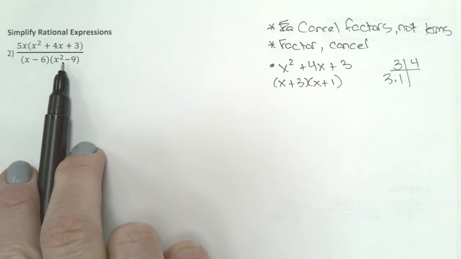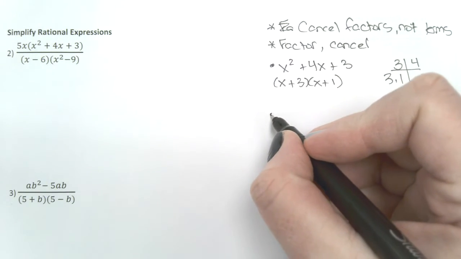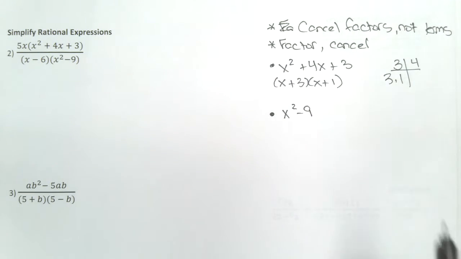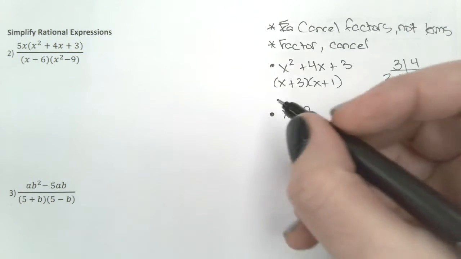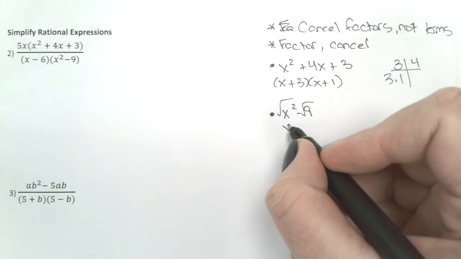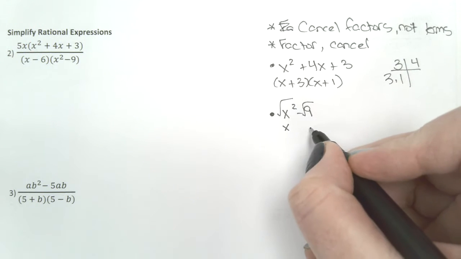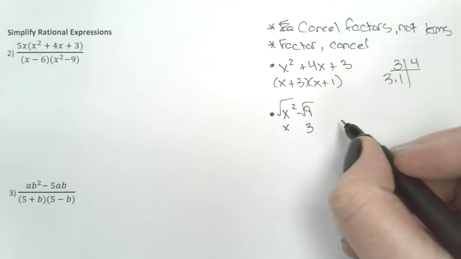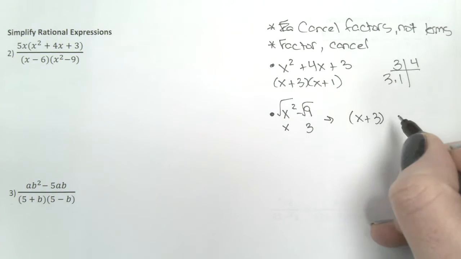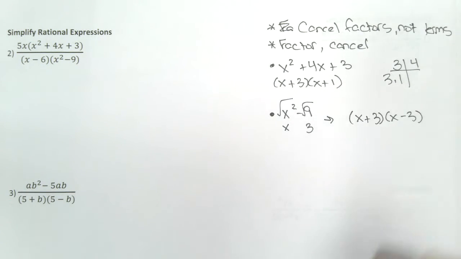This bottom one, x squared minus 9, that's another one that can be factored down. X squared minus 9 is the difference of squares. So do you remember us taking the square root of each term? Square root of x squared is x. Square root of 9 is 3. And so that factors as x plus 3 and then x minus 3.